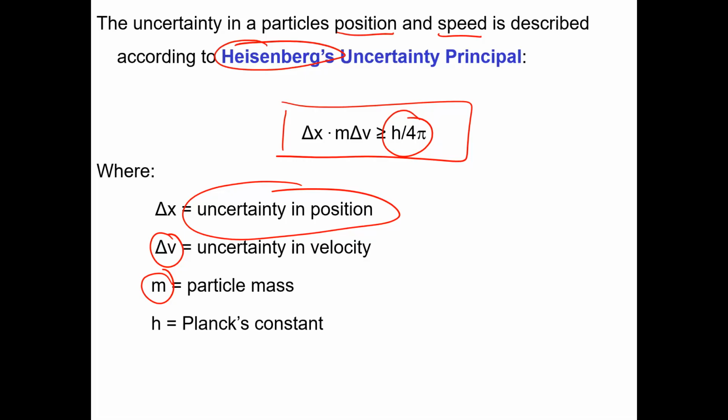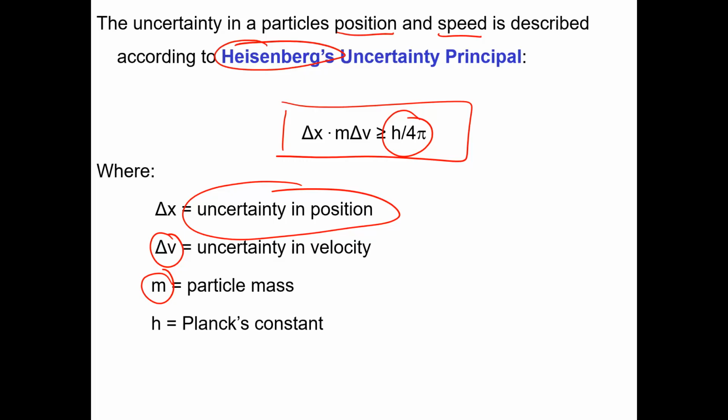So what this means in practicality is that the more accurately you know the position, the less accurately you know the velocity, and vice versa. The more accurately you know the velocity, the less certain you can be about the position. So that's it. There's a limit in how well you can know both of these things, and you can never know both of them perfectly. If you know one of them perfectly, you know nothing about the other one.